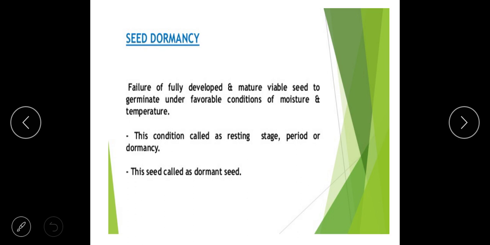Seed dormancy means they fail to germinate. Why do they fail? The reason is that the embryo present inside may not have developed completely, so they require a period for its growth. What could be the advantage of this seed dormancy? Seed dormancy helps the farmers to store the seeds. They can be transported easily from one place to another.